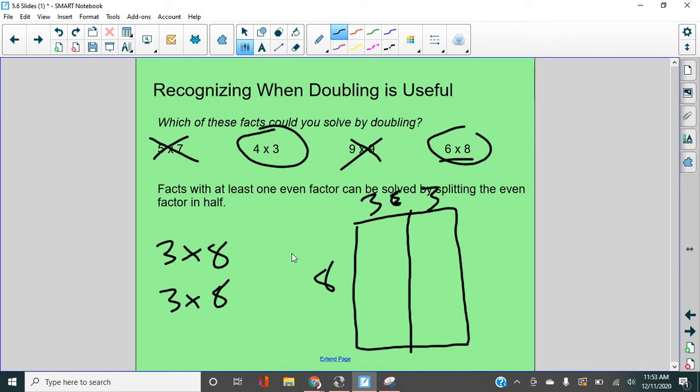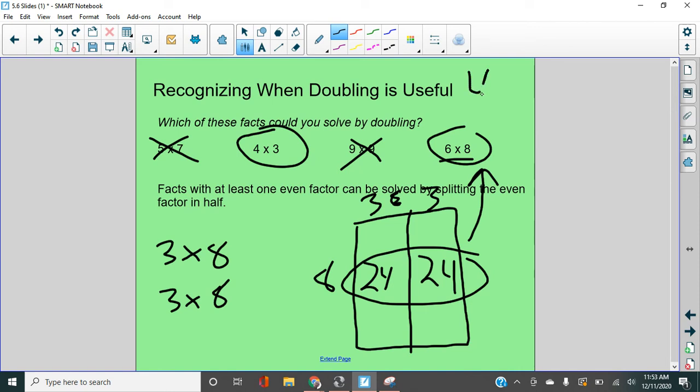So if I know 3 times 8, right? You know the song there, 3, 6, 9, 12, 15, 18, 21, 24. 24 is the answer here. 24 is also the answer here. So if I put those together, I get the answer to 6 times 8. What is 6 times 8? 48, right? 24 and 24 more is 48. Okay, so you can use this.